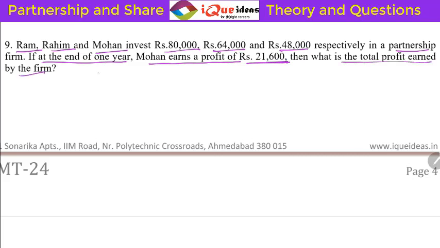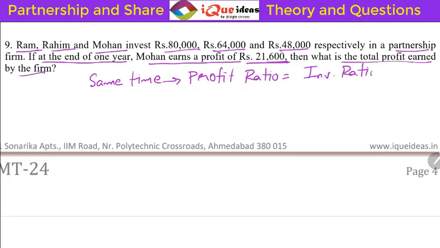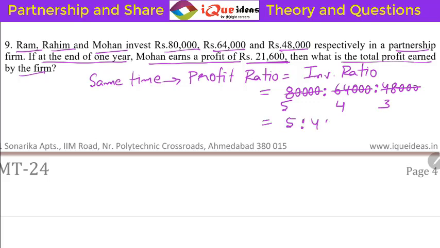Nothing mentioned about time, so same time. Same time means the profit ratio is equal to investment ratio, right? Investment ratio we can calculate from here because the individual investments are given. 80,000 is to 64,000, all right, is to 48,000. Okay, so 3 zeros are directly cancelled. Then if you remember the table of 16, 16 5s is 80, 16 4s are 64, 16 3s are 48. So the ratio is 5:4:3. This is the ratio of investment, hence it is also the ratio of profit.